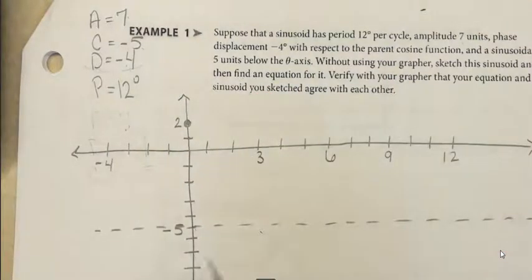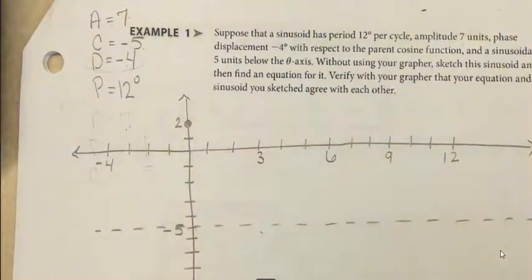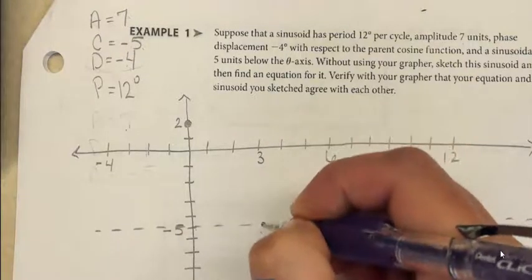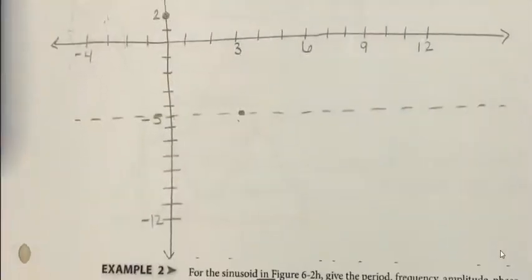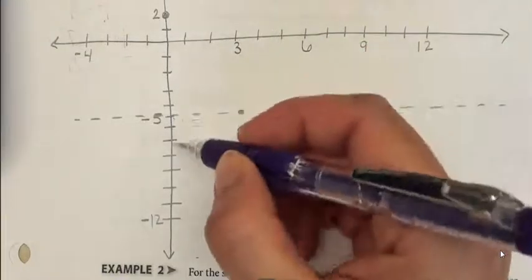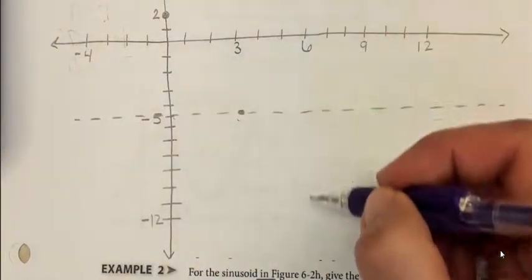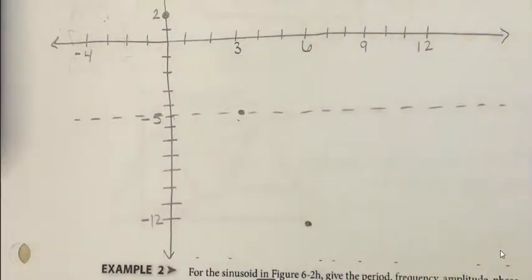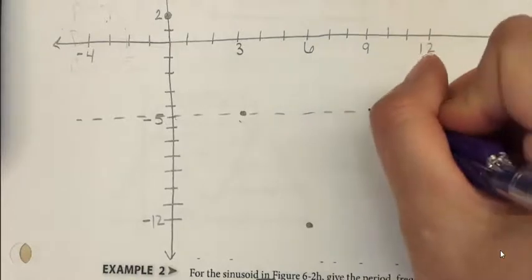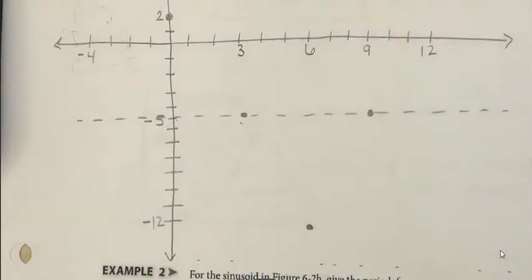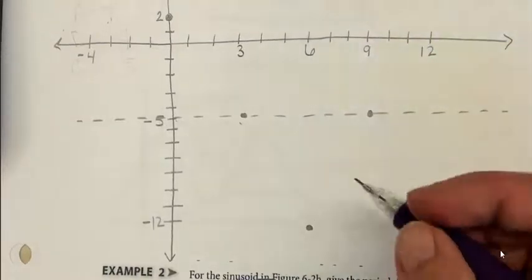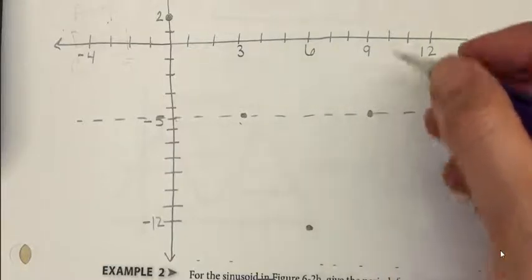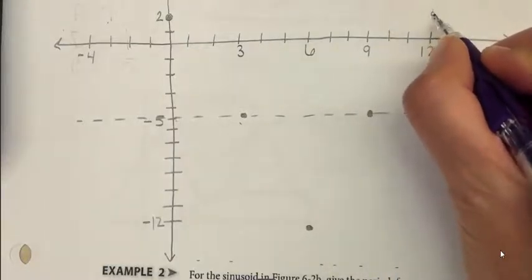All right, so without the horizontal shift, I know that my highest point is going to be at (0, 2), right? That's 7 units above. Now I'm going to break this into quarters. So I'm now on my midline at 3. I'm at my lowest point, which is 7 below -5, at 6. I'm back on the midline at 9. That's another quarter. And then I'm back up to my highest point at 12. That's my last quarter of 12.